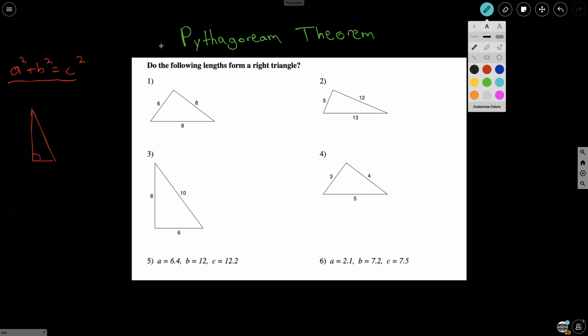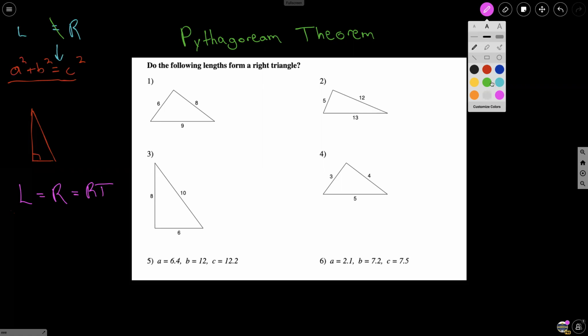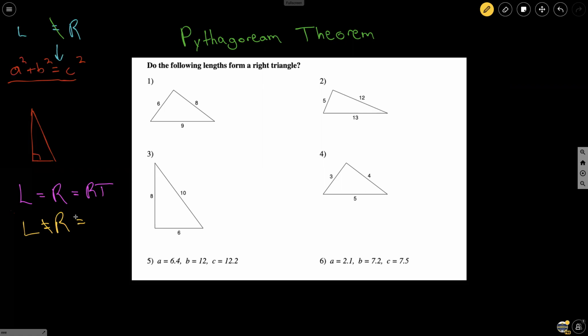And what that means is that both sides are going to be equal to each other. Your left side is going to be equal to your right side. If it is not equal, then therefore it is not a right triangle, okay? So again, if we have the left side equal to the right side, it equals a right triangle. And then vice versa, if I have the left side not equal to the right side, then it does not equal a right triangle, okay? And so we're going to be using algebra, squaring to do this problem.